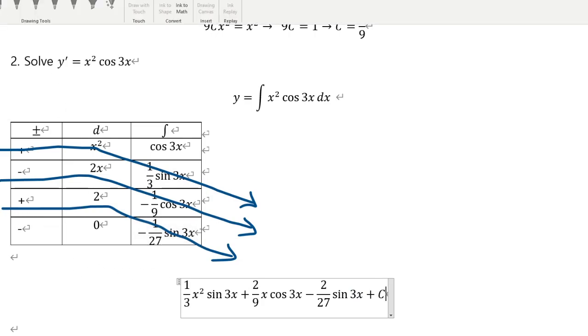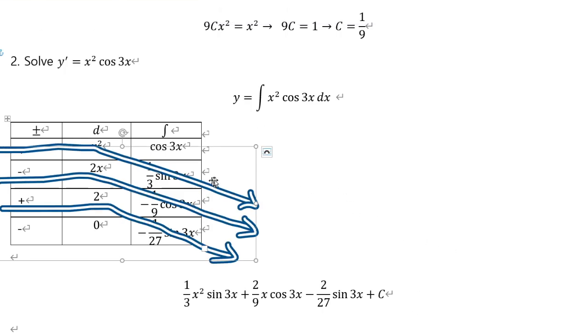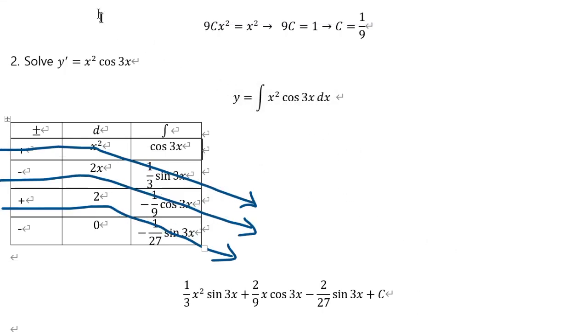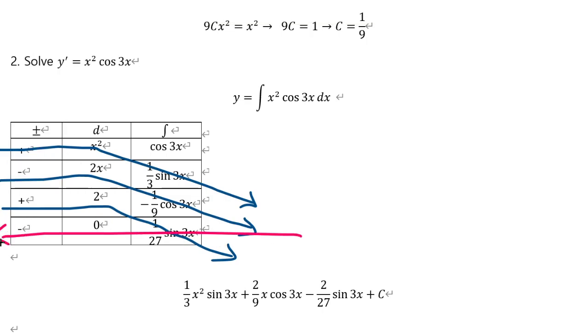By the way, I have other videos about doing this tabular integration, so please watch that, because you actually have to do something on the last row if it's not 0, which I didn't do here. Yeah. So I just want to point out that this last row you have to multiply and integrate, but we didn't have to do that because it's 0. Okay, so that's the answer for the second one.